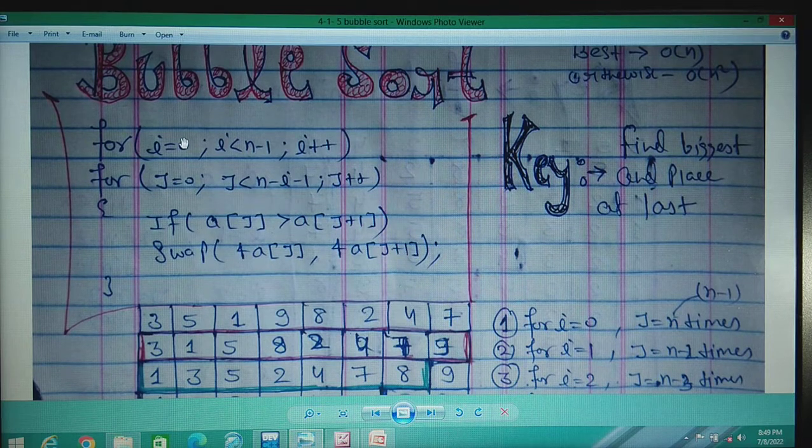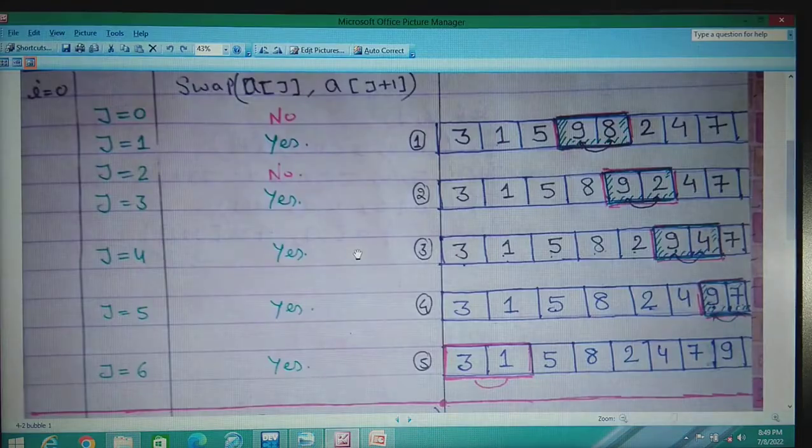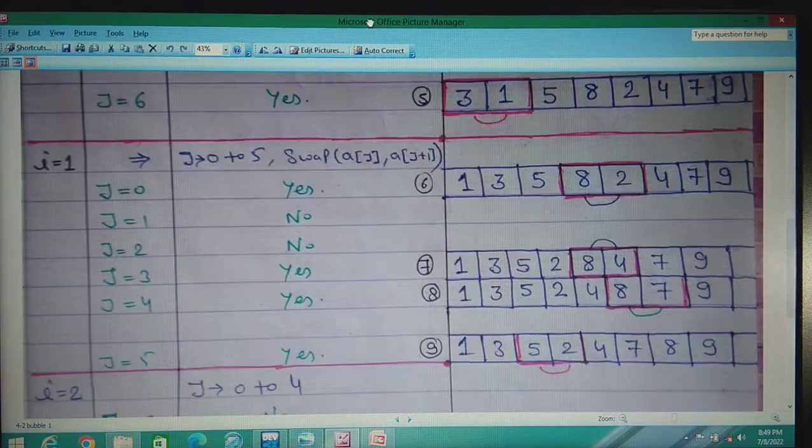Now i is equal to 1. For i equal to 1, this loop will work n minus 1 minus 1, means n minus 2 times. n minus 2 means 8 minus 2, which is 6, and less than 6 means 5 times. So j will work 5 times now. For i equal to 1, j is working from 0 to 5.